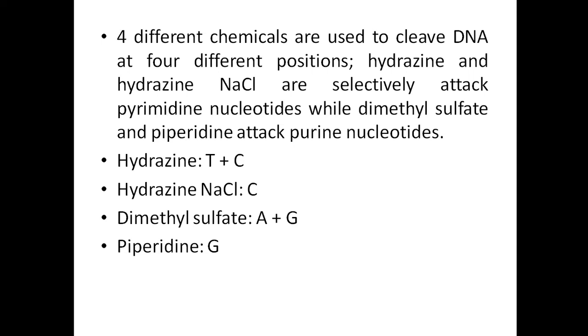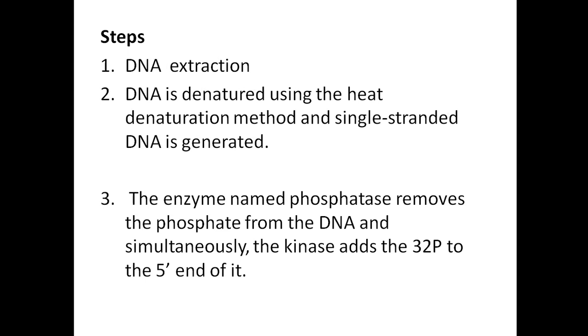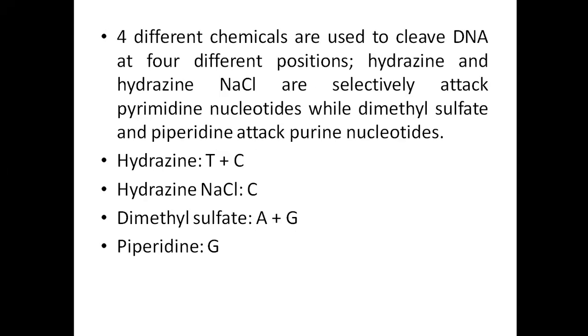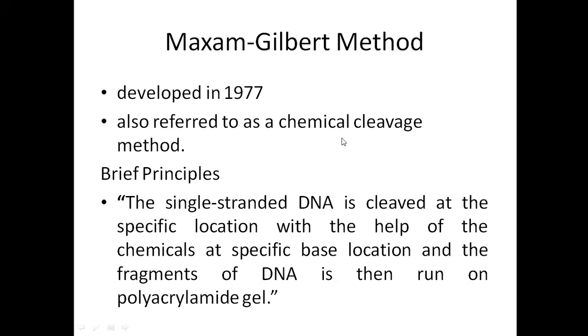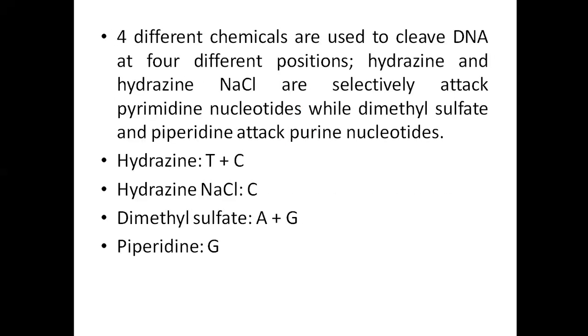So you have extracted the DNA, denatured it, and radio labeled the DNA with 32P phosphate. Next, as I told you in the basic principle, the different bases are going to be cleaved by 4 different chemicals. That's why we call it the Maxam-Gilbert method, or otherwise the chemical cleavage method. The 4 different chemicals are used to cleave DNA at 4 different positions.